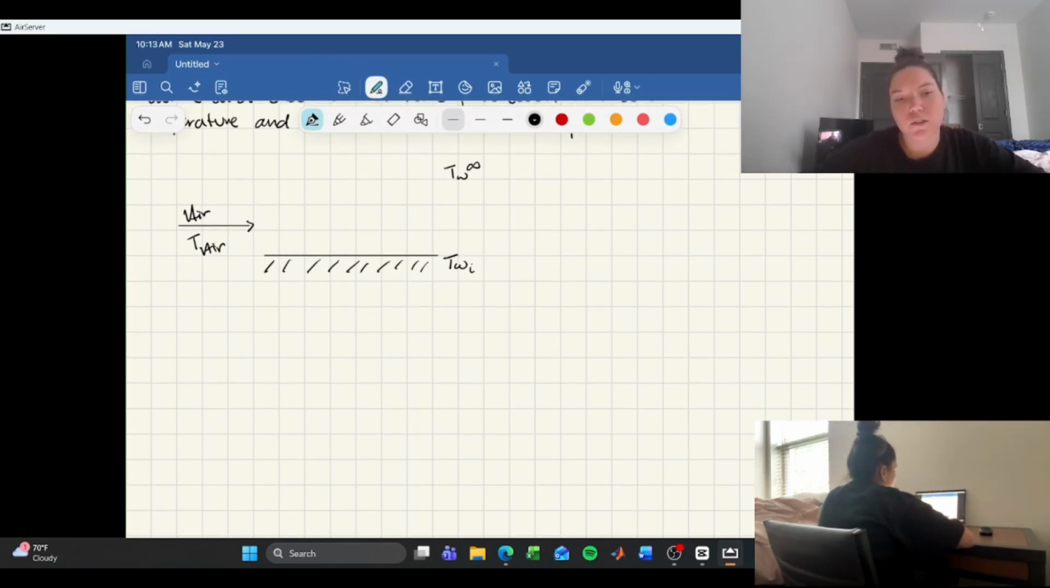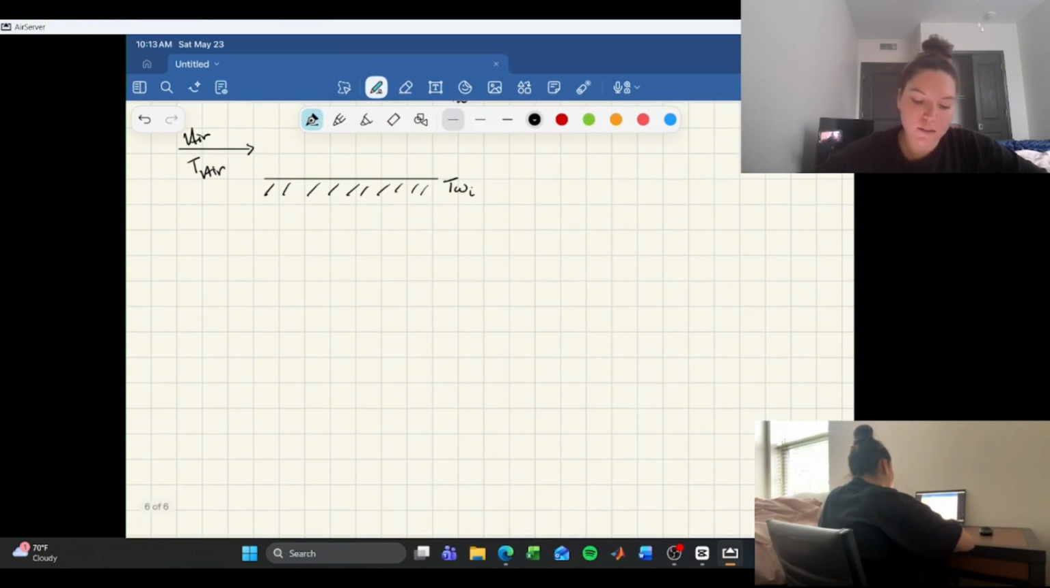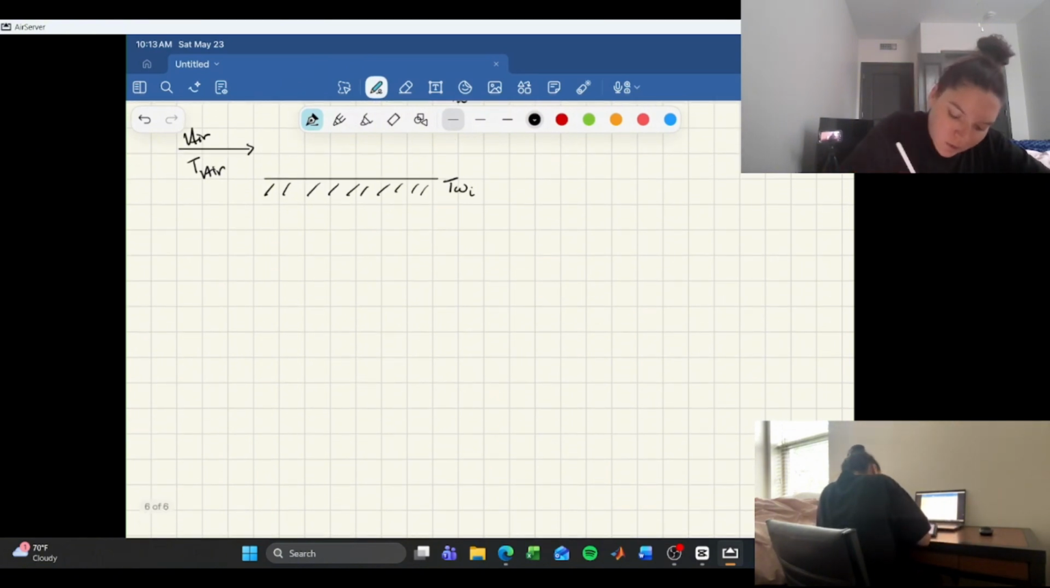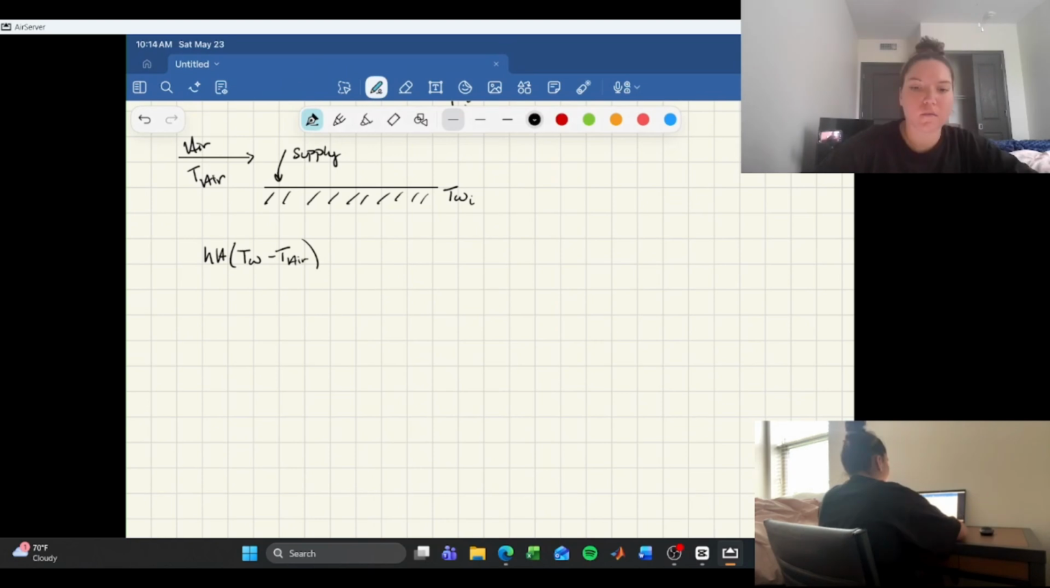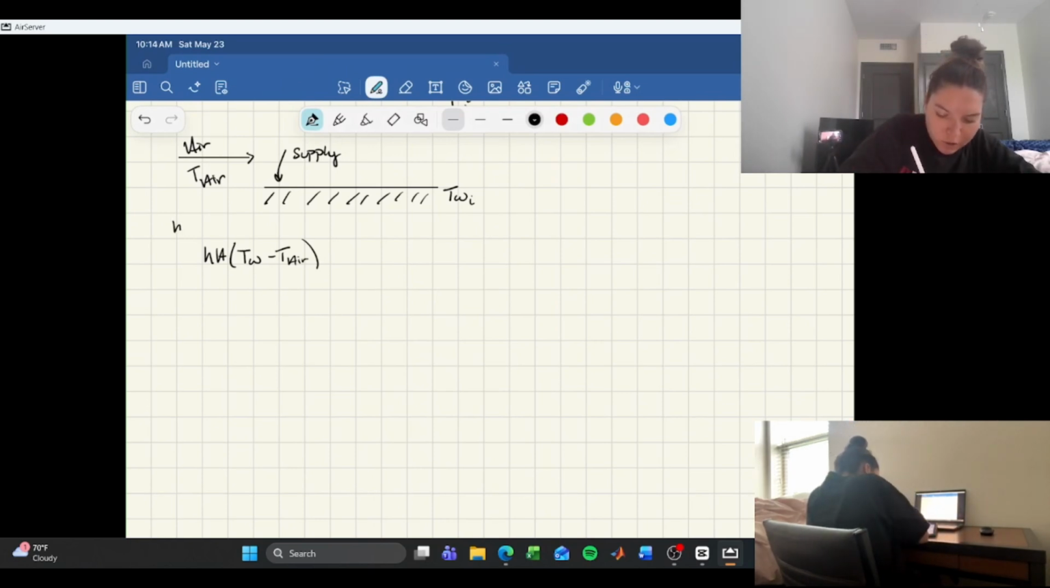So for heat transfer, it's going to be convective. So we're going to have the heat transfer coefficient times the area times the change in temperature. And because the air is supplying energy, this is going to be the temperature of the water minus the temperature of the air. So this is for heat transfer.